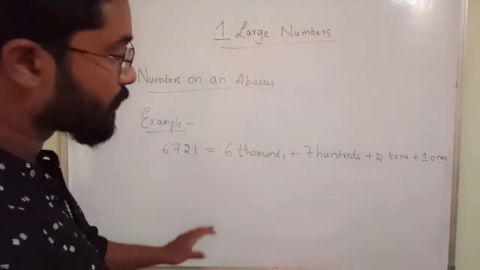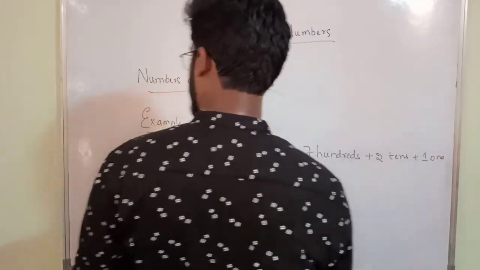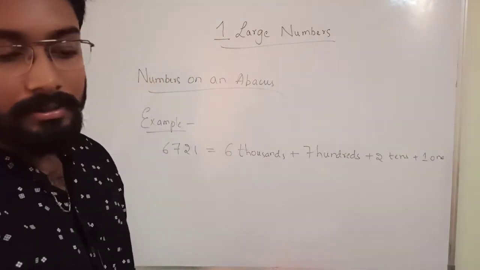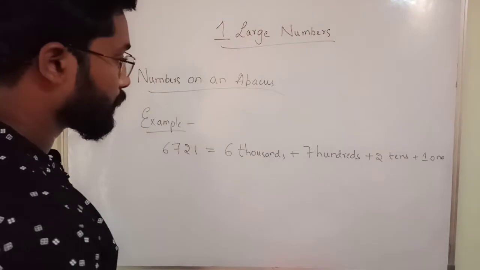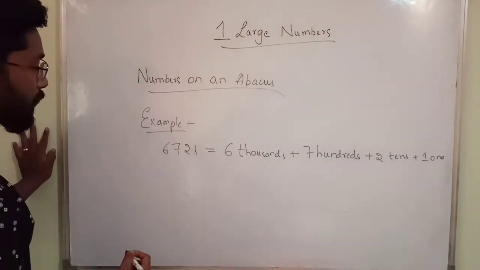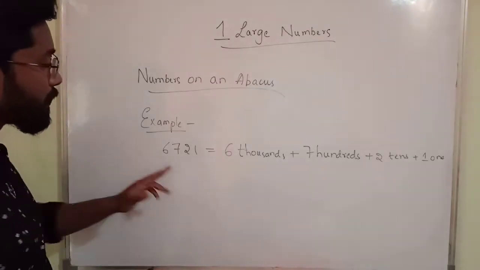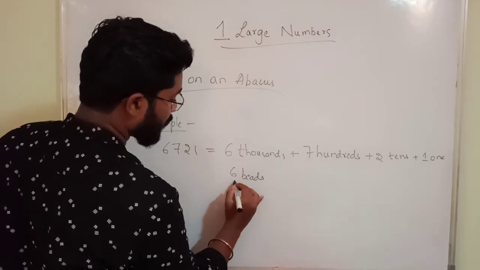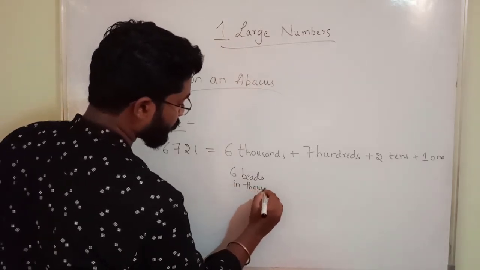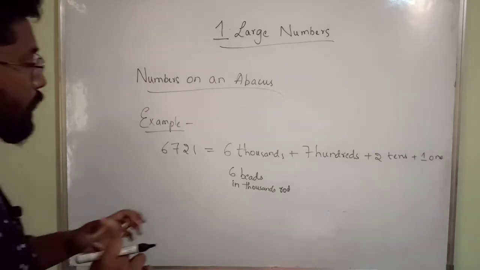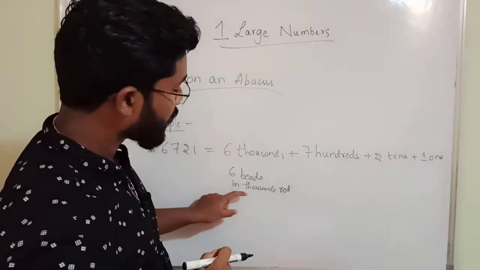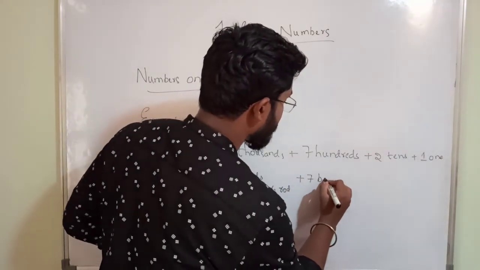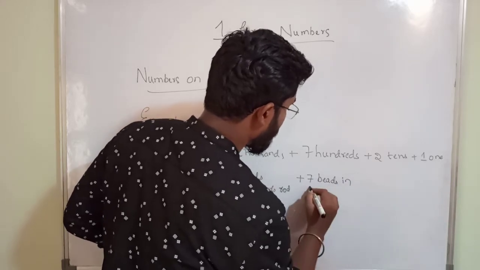Okay, this is 1, so this is 6721. So you have to represent that in the abacus form. Okay, how can you represent that one? So take this, 6000 means 6 beads in thousands place. So 6000 means 6 beads in thousands rod. Okay, next, 700 means 7 beads in hundreds rod.